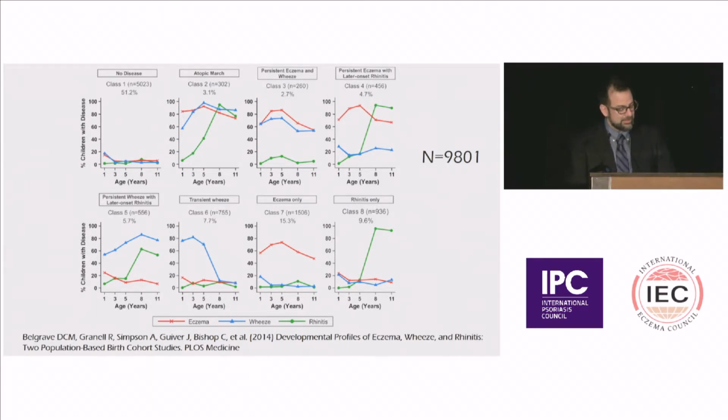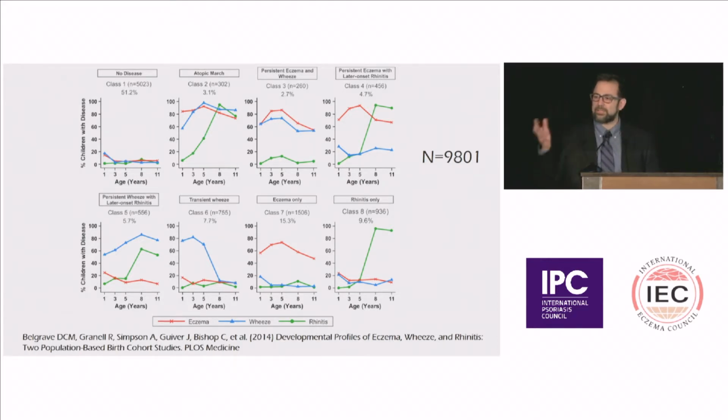And you can see here that, let's see, okay. So here's the traditional atopic march. Only 3% of patients will go through that traditional where you start with this red line of eczema, followed by asthma, later on by allergic rhinitis. There's a lot of other things that happen. You get eczema only in this latent class. You can get transient wheeze. You can get rhinitis only. You can get persistent eczema followed by rhinitis. So there's lots of different atopic trajectories. There's not one true atopic march.